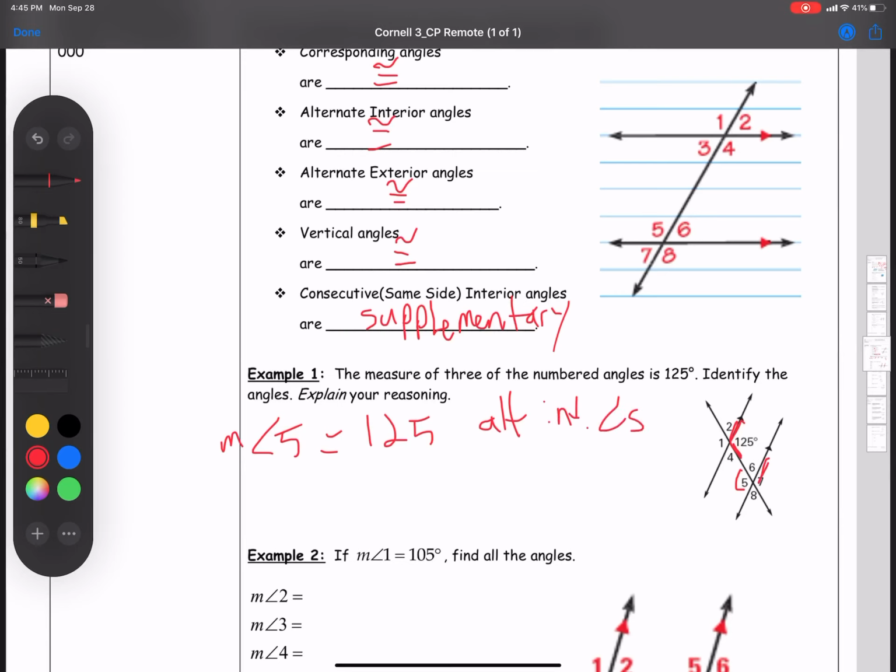Well, what about angle 7? Angle 7 is also going to be 125 degrees because that is a corresponding angle with the 125 degree angle that I was given. And then angle 1 is also going to be 125 degrees because that forms a vertical angle with the 125 degree angle.